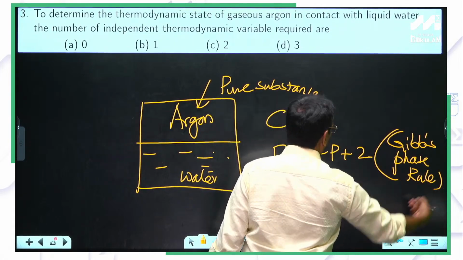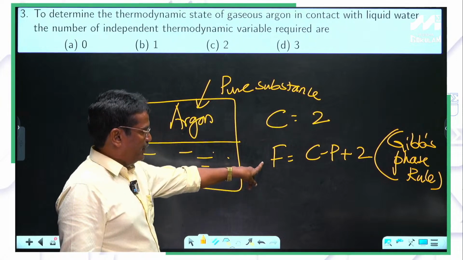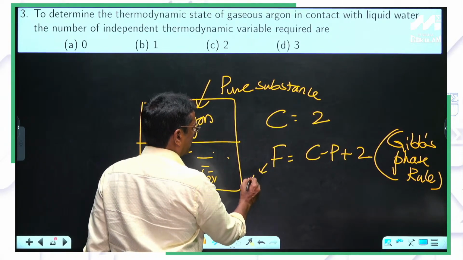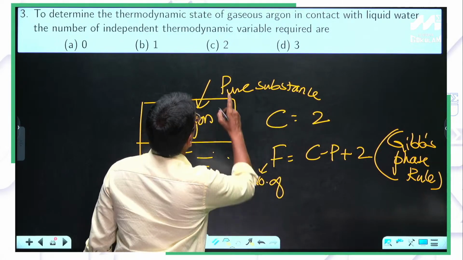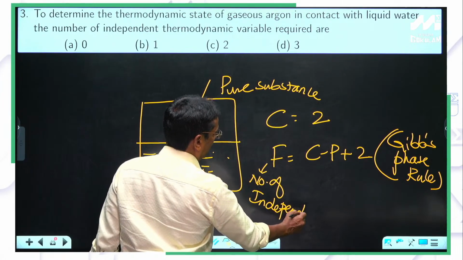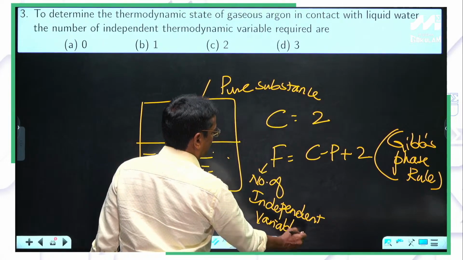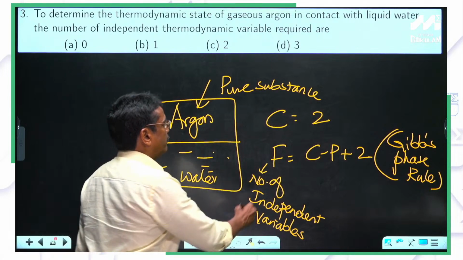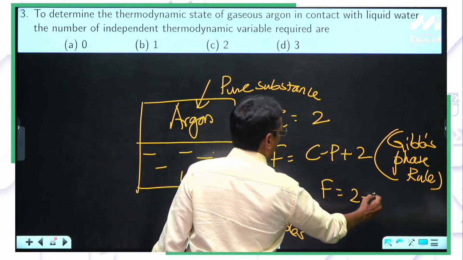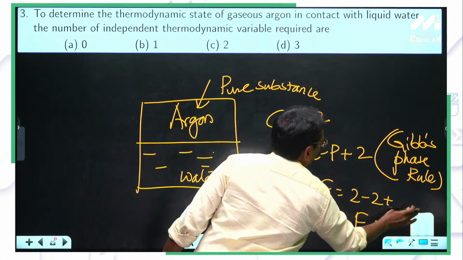What is meant by the Gibbs phase rule? It is the minimum number of intensive properties required, or the number of independent variables, to describe the state of a system. C is the number of chemical components. So here 2 are there. How many phases are there? 2. So F will be 2. This is called the Gibbs phase rule.